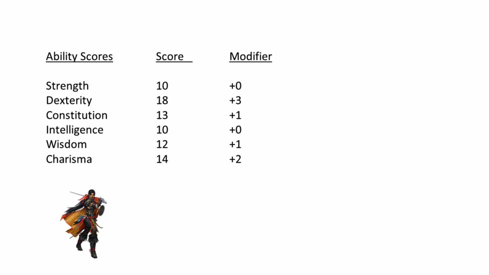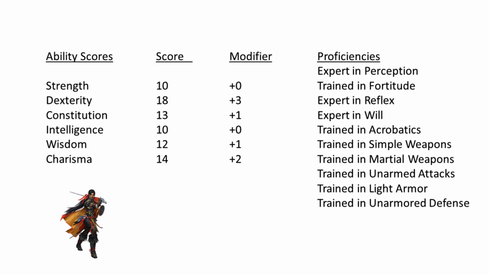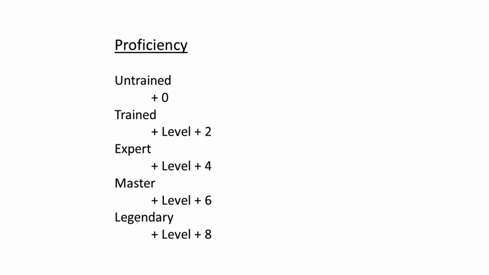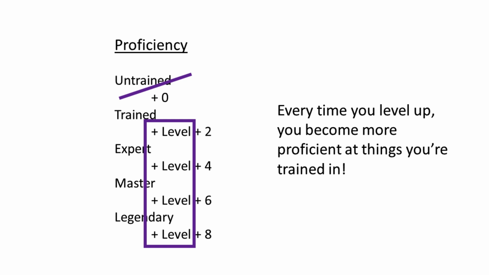As part of your character, they'll have a list of things they're proficient in. This proficiency can have 5 levels: untrained, trained, expert, master, and legendary. For anything higher than untrained, you'll add your level. That means every time you level up, you become more proficient at things you're trained in. You can also see that each proficiency level has an increasing fixed bonus as well. So someone who's an expert trumpet player will do better than someone who's a trained trumpet player, even if they're the same level.